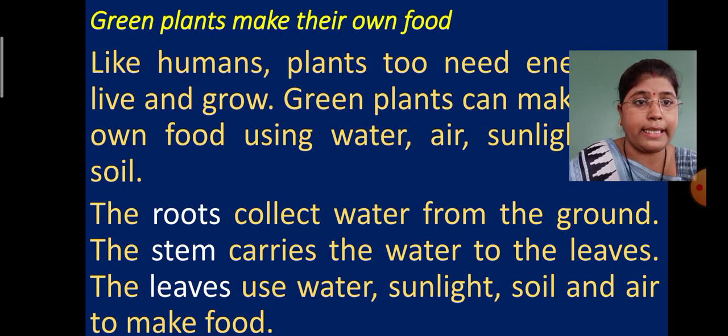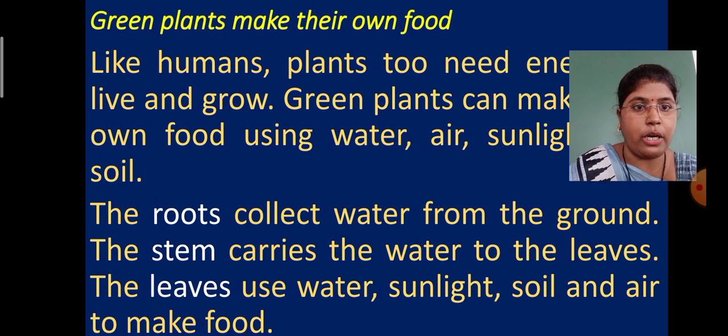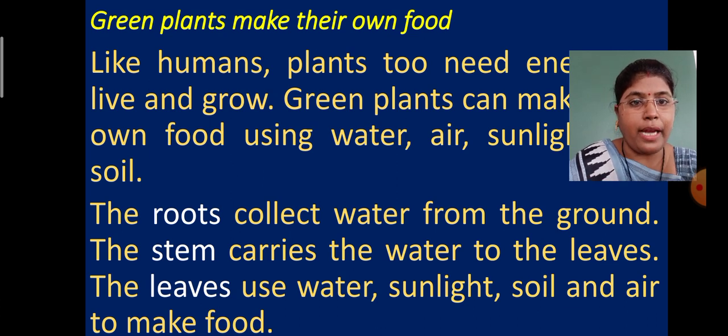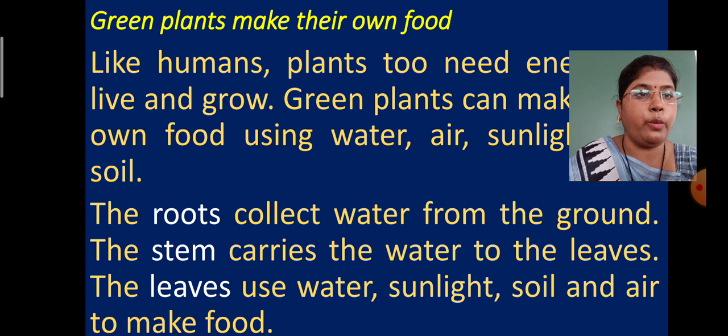Okay, children. The roots collect water from the ground, and then the stem carries the water to the leaves. The leaves use water, sunlight, soil and air to make the food. First of all, what happens? Root collects the water from the ground. Okay, then stem carries the water to the leaves, as I have already explained to you. The main process takes place in the leaves, and the leaves use water, sunlight, soil and air to make the food of the plant. Okay, so this is the procedure.